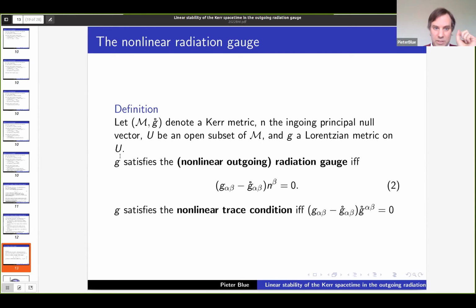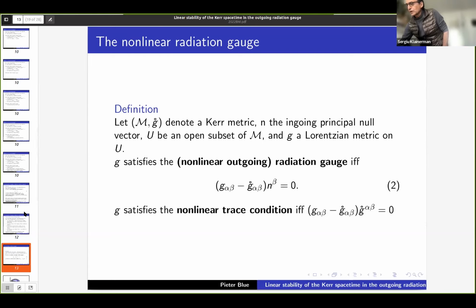And so we say that the metric G satisfies the nonlinear outgoing radiation gauge if the difference between the foreground and background metrics, when contracted on that ingoing null vector, is equal to 0. So it's basically the obvious nonlinear version of the linear radiation gauge. And then we do the same thing with the trace condition: we take the difference between the foreground and background metric, we contract it against the background metric, and we want that to be 0. And that's our nonlinear trace condition.